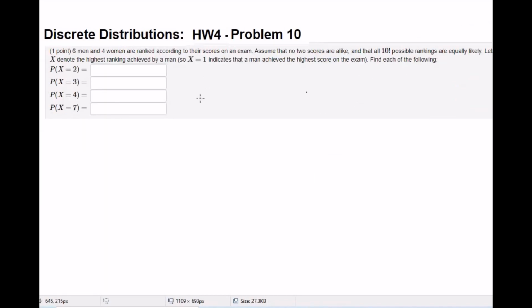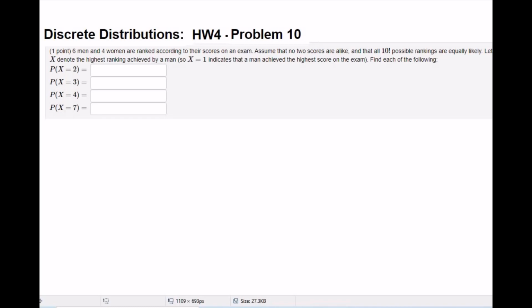Problem number 10. 6 men and 4 women are ranked according to their scores on an exam. Assume that no 2 scores are alike, and that all 10 factorial possible rankings are equally likely. Let x denote the highest ranking achieved by a man, so x is equal to 1 indicates that a man achieved the highest score on the exam. Find each of the following.